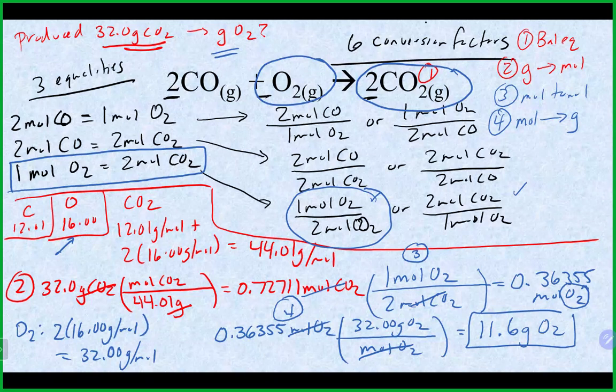So basically what this number represents is if I did produce 32 grams of CO2, I would have had to put in there about 11.6 grams of O2 to actually produce that much product in this case.